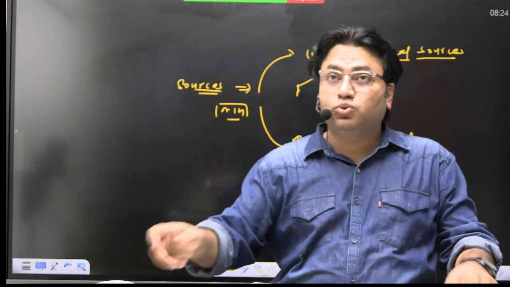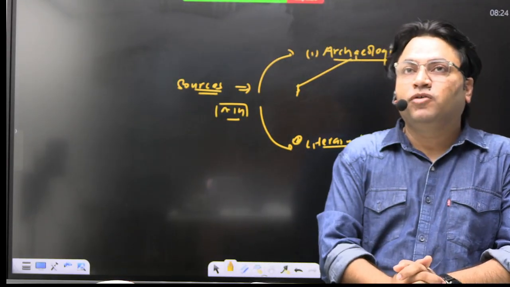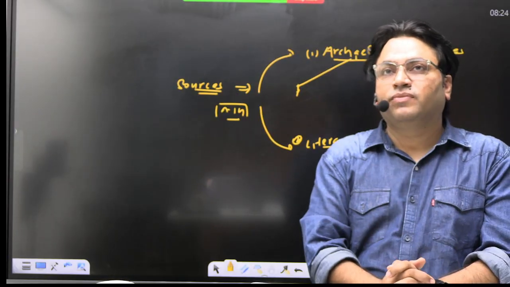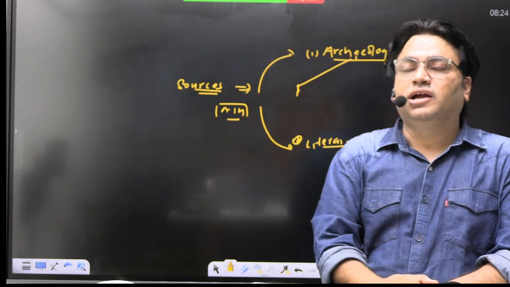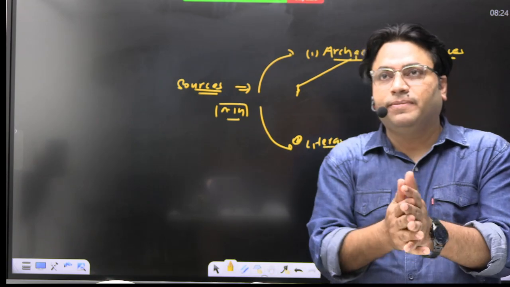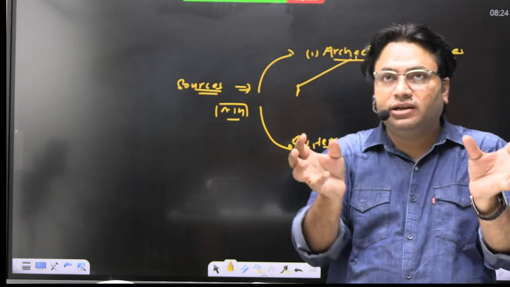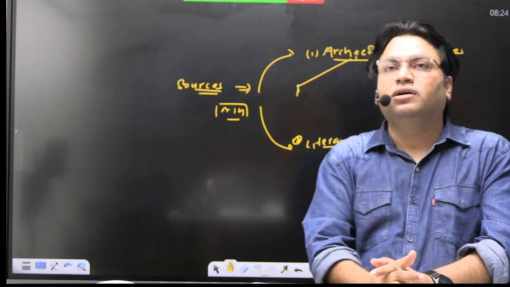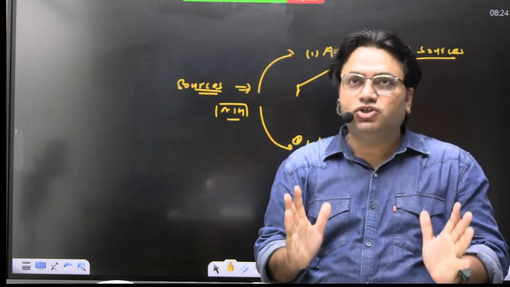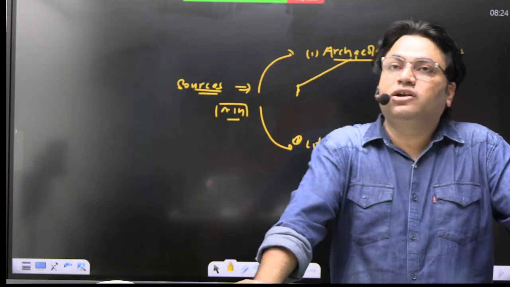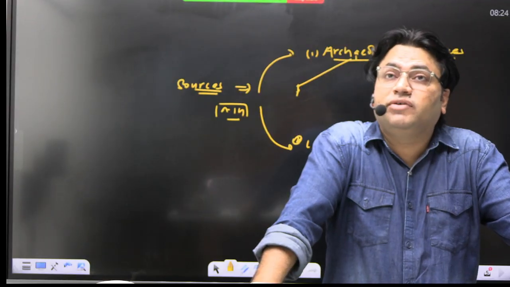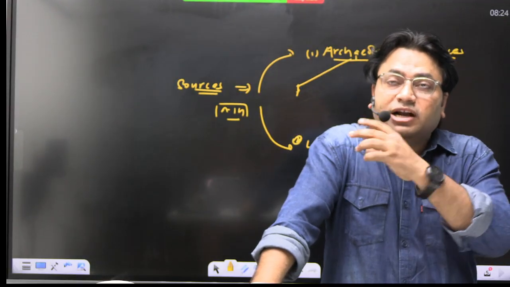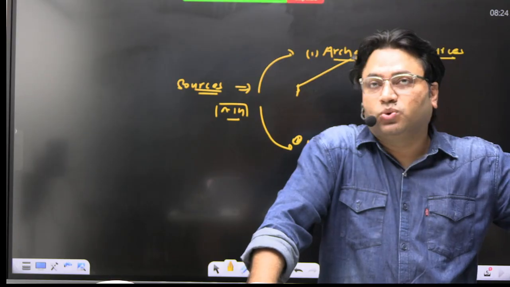By looking at these tools and implements, we can reconstruct the history of that period. We will study it, and on the basis of our assumptions, and by connecting different sources all together, we just assume a picture of which kind of social life, which kind of political life, which kind of economic life the people were having at that time. That is called archaeological sources.